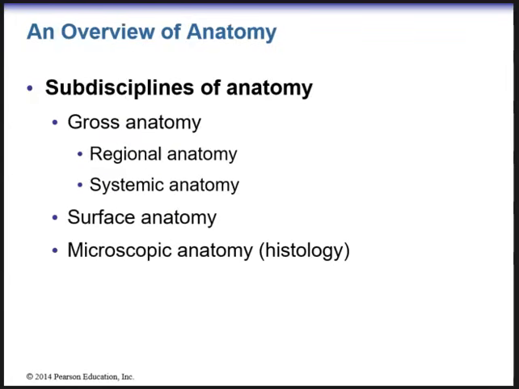Now there are some subdisciplines of anatomy. We have gross anatomy, which is what we are studying, and we can further divide gross anatomy into regional anatomy and systemic anatomy. We also have surface anatomy as well as microscopic anatomy or histology. Histo means tissues, so histology is the study of tissues.